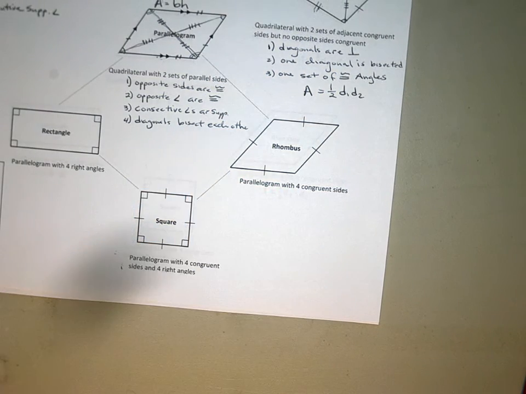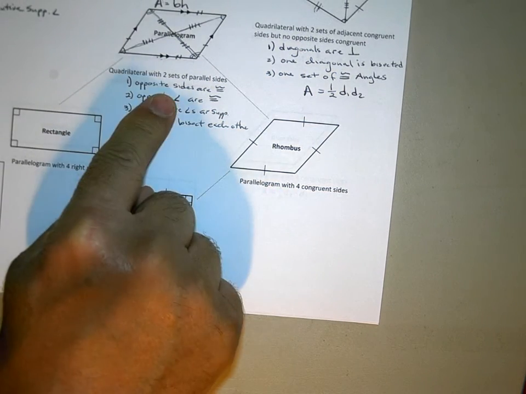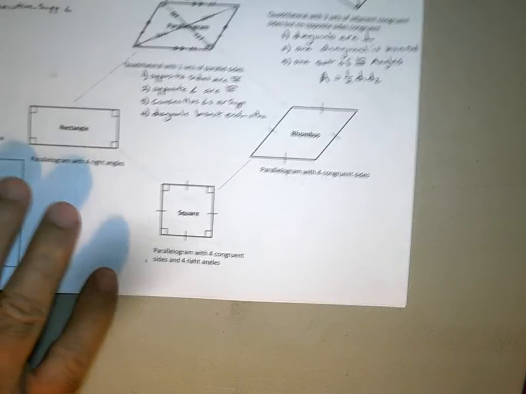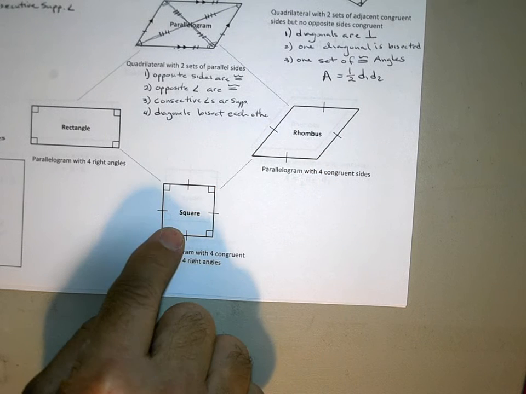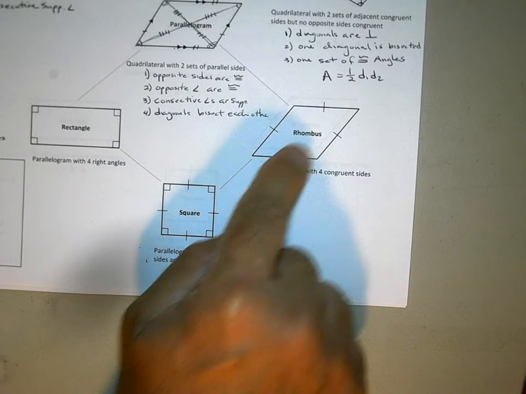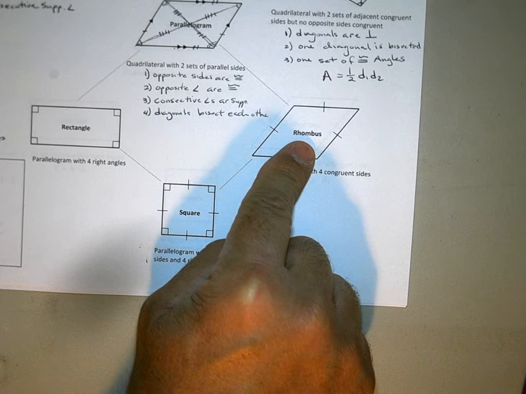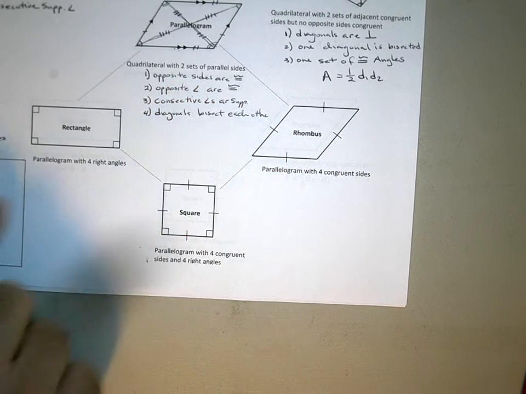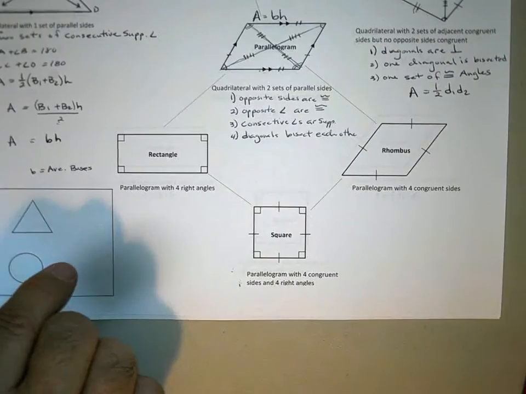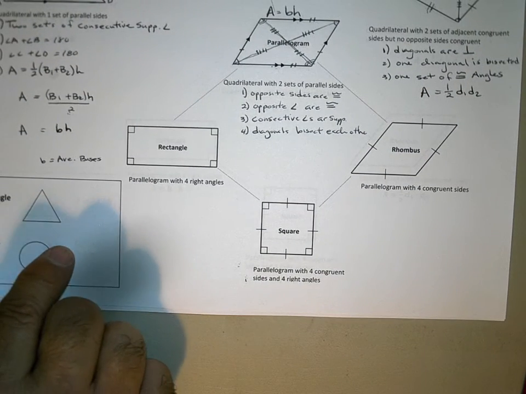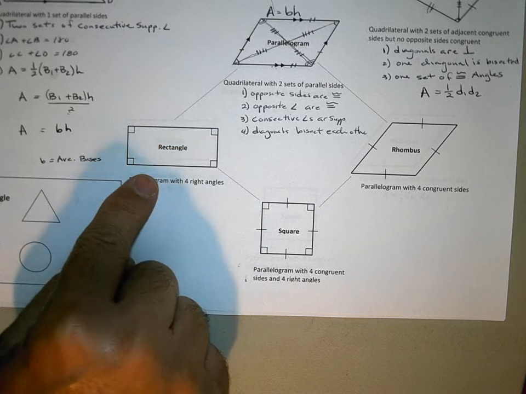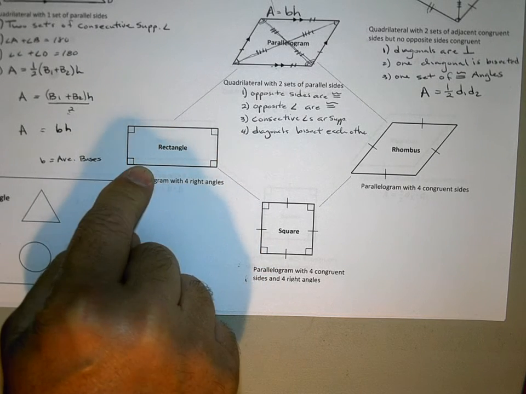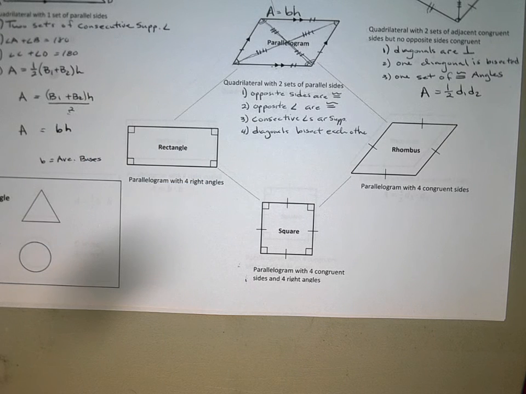So a rhombus is just a parallelogram with 4 congruent sides, and a square is simply a rhombus with 4 right angles. And we might as well take a look at a rectangle while we're there. A rectangle is just a parallelogram with 4 congruent 90-degree angles. Okay, so we'll probably get into a little bit more of those.